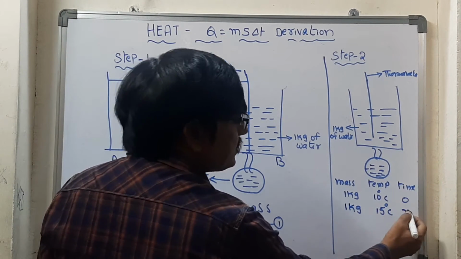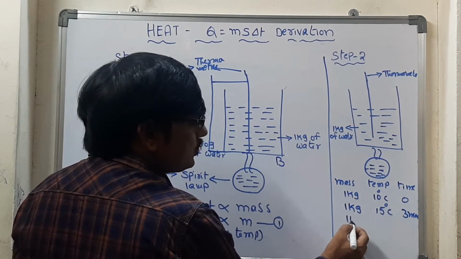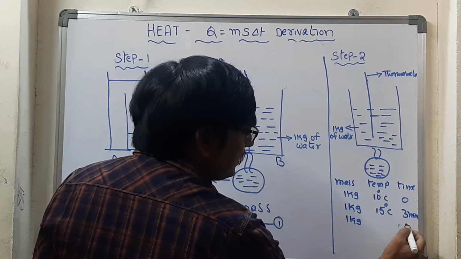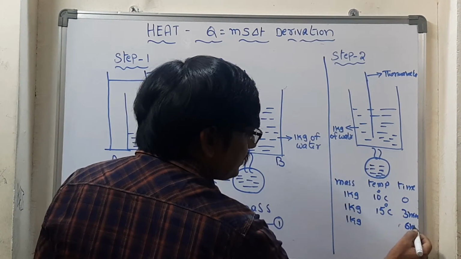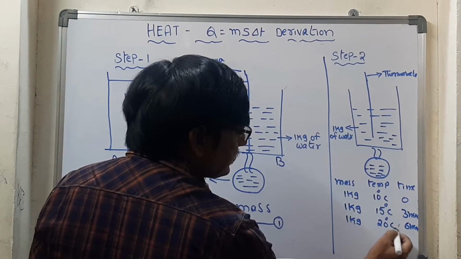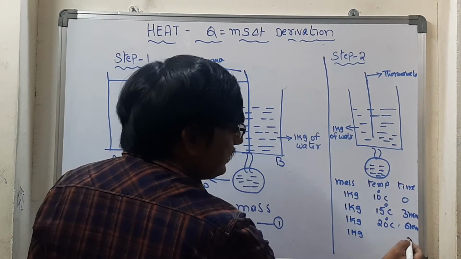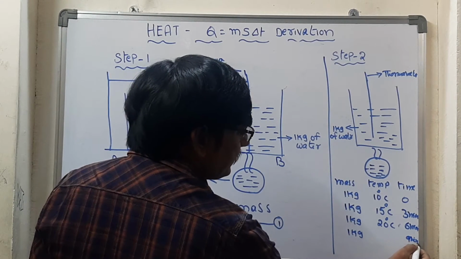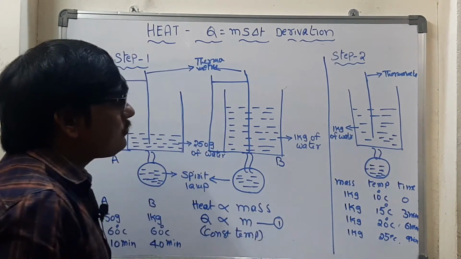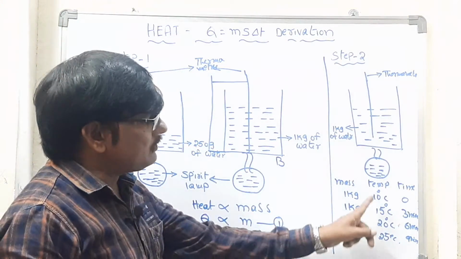For every 3 minutes you observe, there is no change in the mass. For the next 3 minutes, the timer shows 6 minutes, and at that time the temperature is 20 degrees Celsius. Afterwards there is no change in the mass, 1 kg only, and every 3 minutes it reaches 25 degrees Celsius. So what generalization can we make from all this data?